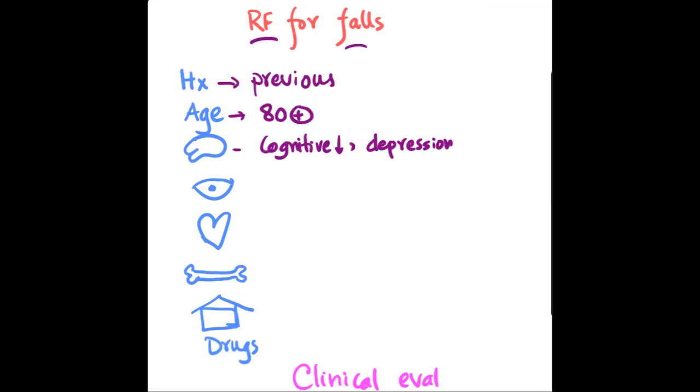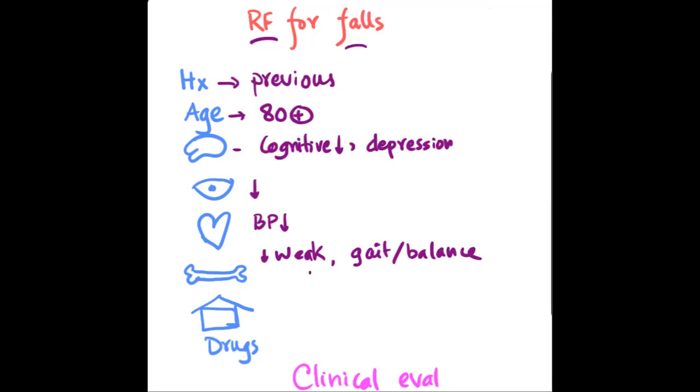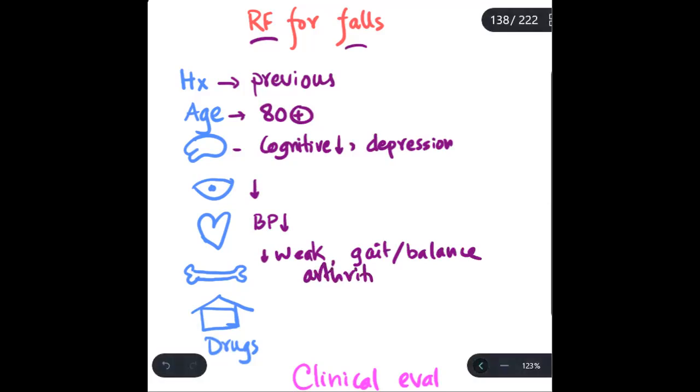Then if the person's vision is poor, he can't see, that increases the risk of fall. In the cardiovascular system, if the person has orthostatic hypotension, that's another risk. In the musculoskeletal system, if the muscles are weak, if there is gait problem or balance problems, and if there is joint disease such as arthritis, then all of those increase the risk of fall.